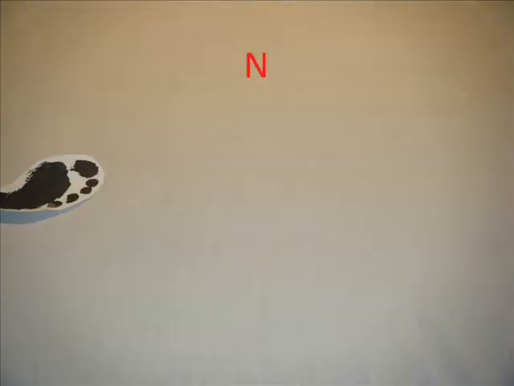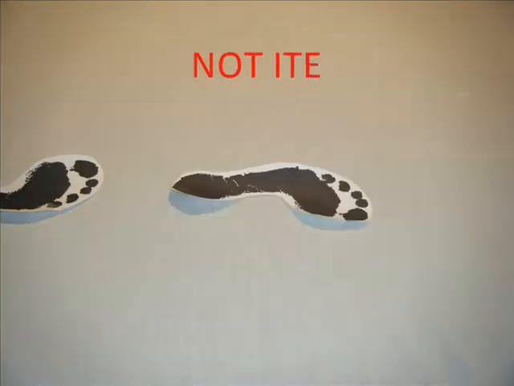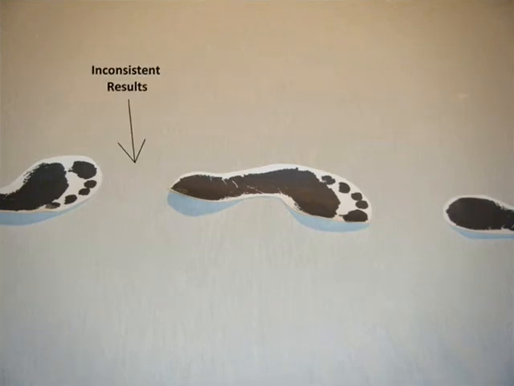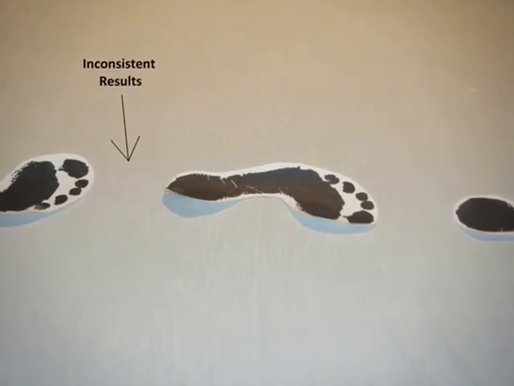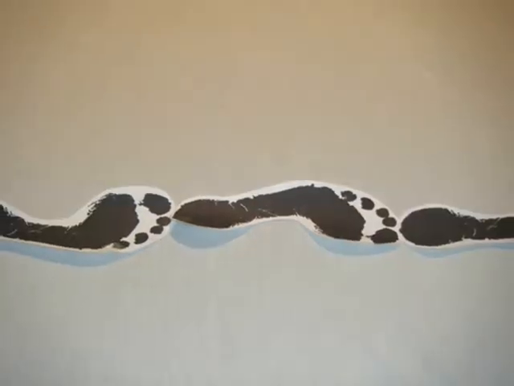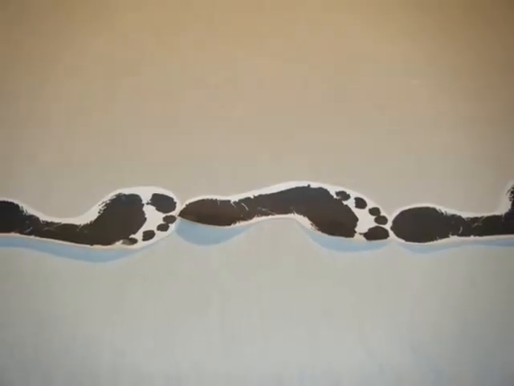Iterating the unit is necessary when measuring. This means that the unit needs to be placed end to end alongside the object that is being measured. This is because any gaps in between units will cause inconsistent results. The student needs to iterate the unit until it fills up the length of the object.